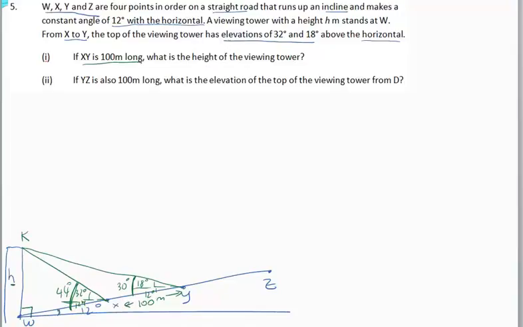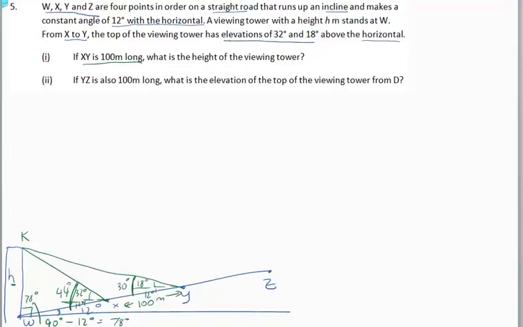If we look here, we can get this angle, so we know the height H with the horizontal makes 90 degrees, and we have 12 degrees there. So this angle here will be 90 degrees minus 12 degrees, which is 78 degrees. We still need a bit more information about this. We have two angles but no sides. So if we look at our large triangle, KWY, we know two angles and we don't know lengths.